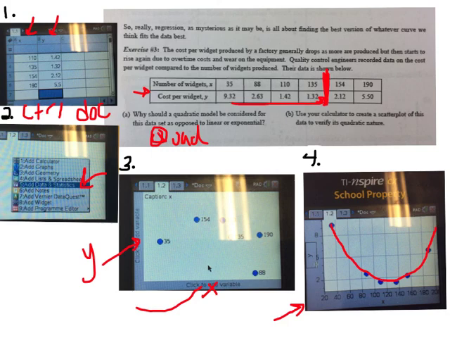So that's how, using your new calculator, you can go ahead and create a scatter plot to show you what is the best line, whether it's linear, whether it's exponential, or whether it's quadratic.